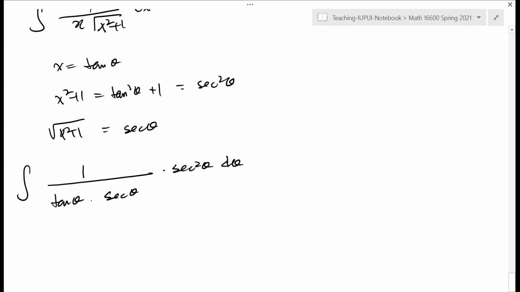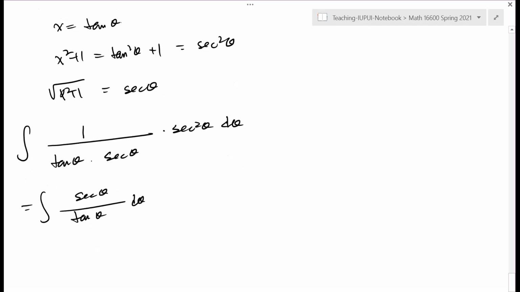So tangent theta is here, right? And the derivative of it gives secant theta tangent theta d theta, right? And then after you simplify it, secant theta is going to be 1 over cosine theta, tangent theta is sine theta over cosine theta, d theta. So after you simplify, it's just equal to 1 over sine theta, the cosecant theta.